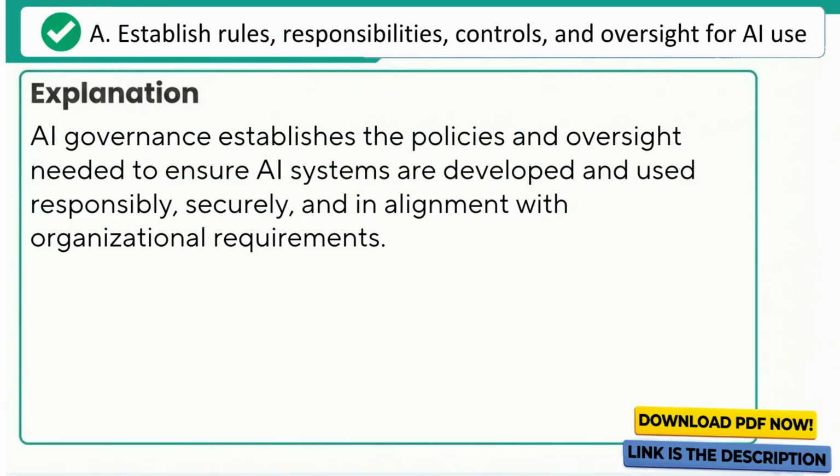Correct answer. A. Establish rules, responsibilities, controls, and oversight for AI use. Explanation. AI governance establishes the policies and oversight needed to ensure AI systems are developed and used responsibly, securely, and in alignment with organizational requirements.